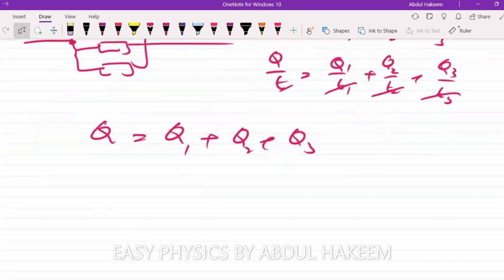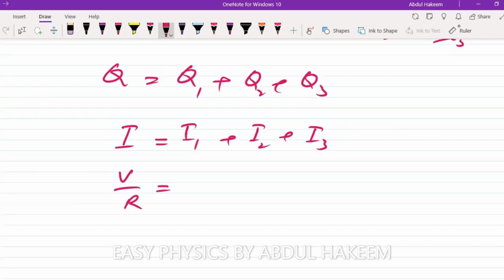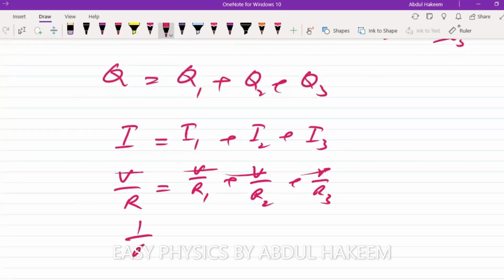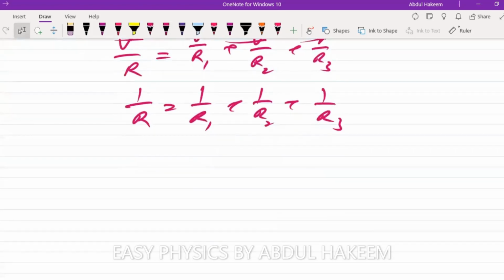But if I is replaced using Ohm's law, I1 plus I2 plus I3, where I is equal to V by R. In parallel, the voltage remains the same. So V divided by R1, V divided by R2, V divided by R3. When V is taken common, it cancels. So the total resistance is given by 1 over R1 plus 1 over R2 plus 1 over R3. Now look, in parallel, total resistance decreases.